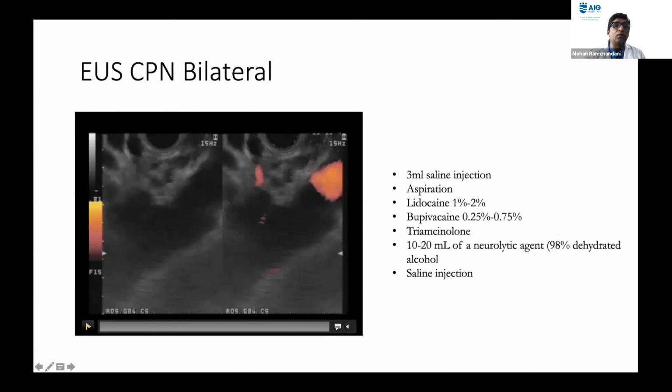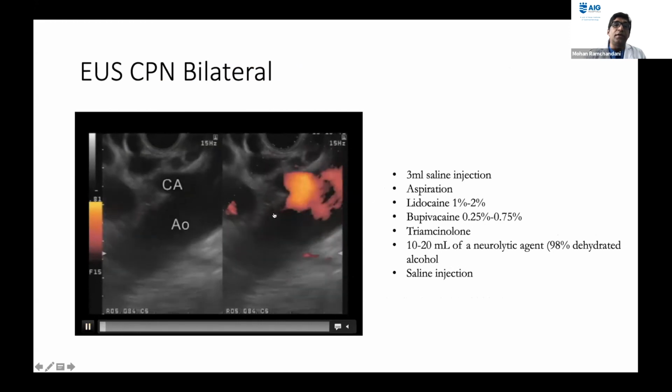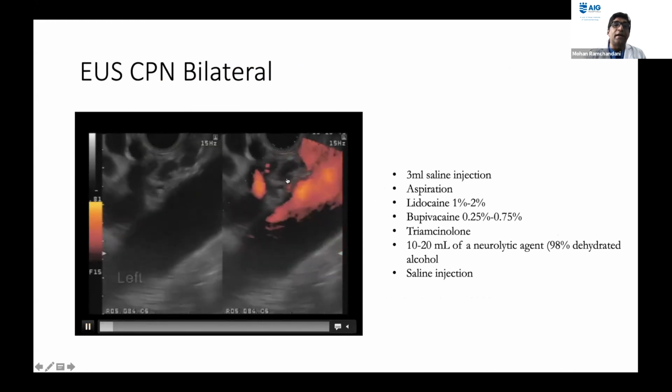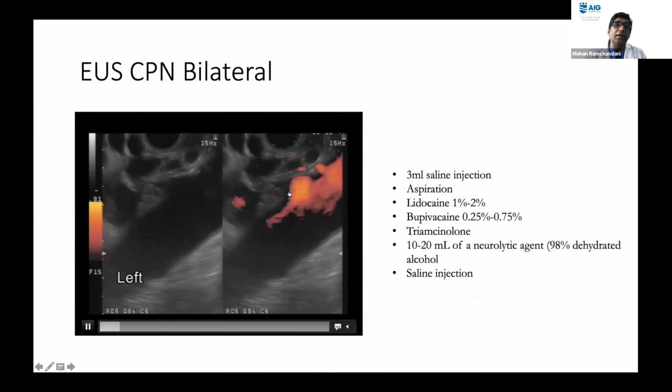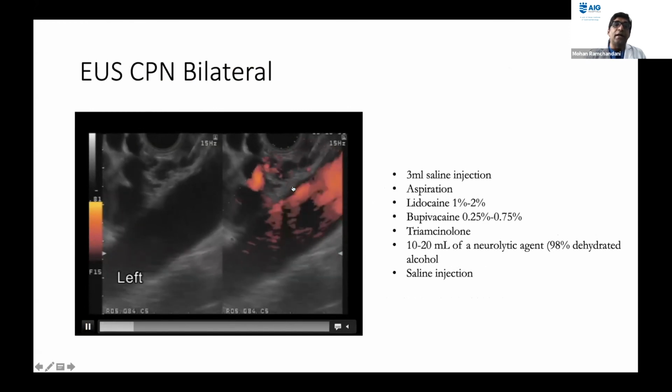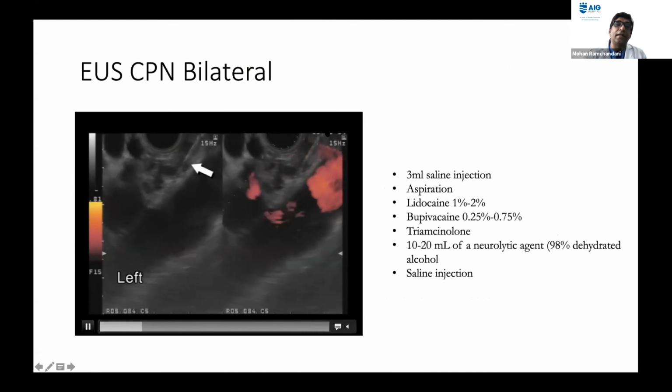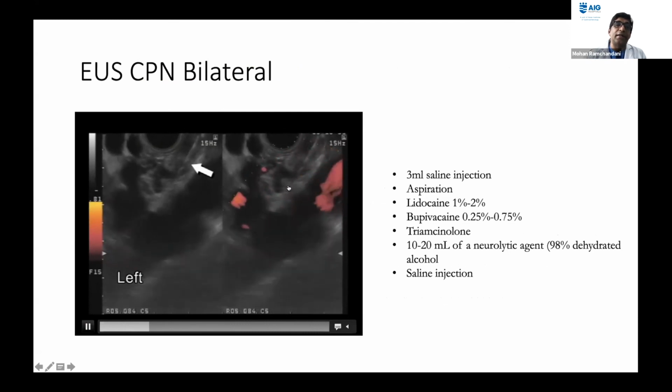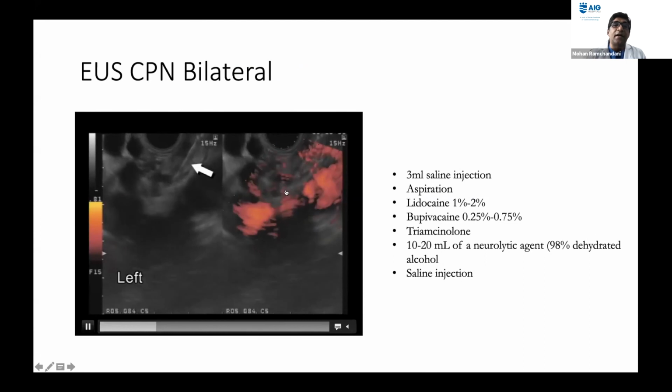Now the second thing is whether you want to do it at one place or bilaterally. If you want to do bilateral, you have to locate the celiac artery again. Then you rotate the scope clockwise till the celiac artery disappears, and then you inject in that area. So that is the left side.